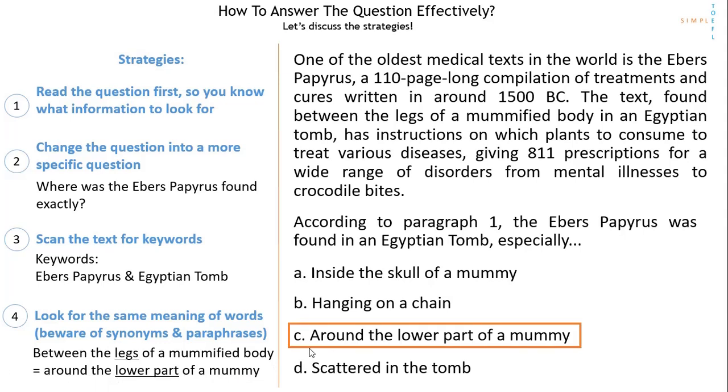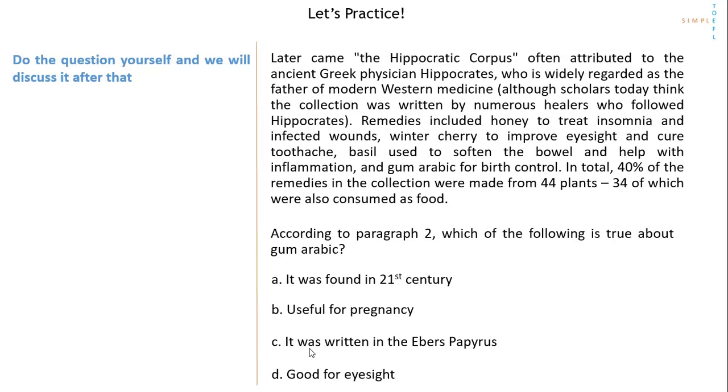Okay, so look for the same meaning of words. That's the key. Now let's practice. Do the question yourself and we will discuss it after that. This is the text, the question, and the options. I suggest you try to do it in 60 seconds, like a simulation. You can use a timer, not in the real world, but as training, as practice. Pause this video. You can start doing it now.